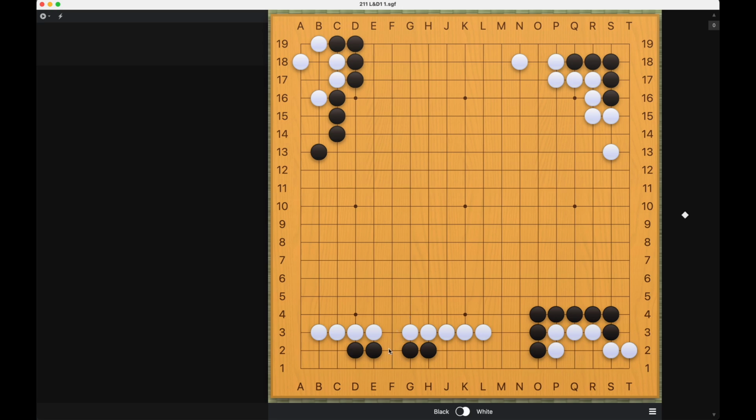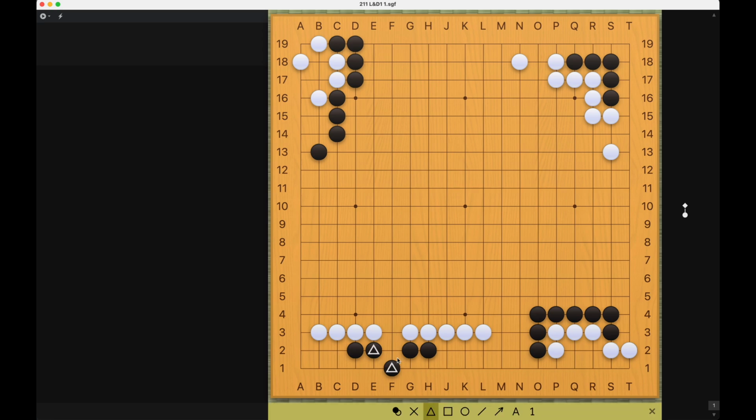Next, let's look at this pattern on the bottom that is also symmetrical. But here there are 3 points that are kind of in the middle, and which one should black choose in order to make a living shape? Well, the correct answer is this, because by playing here, black has made a tiger's mouth that also protects this point, marked with the X.